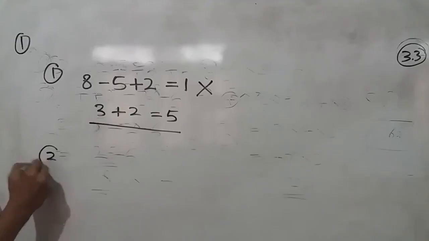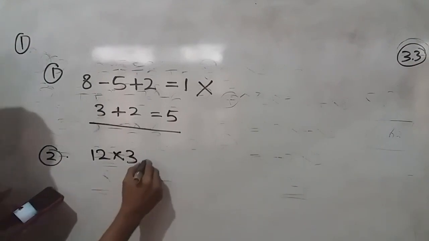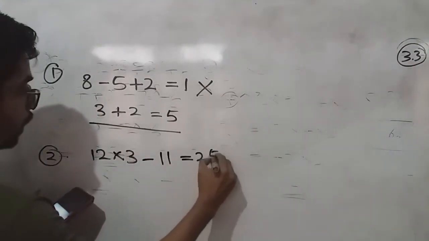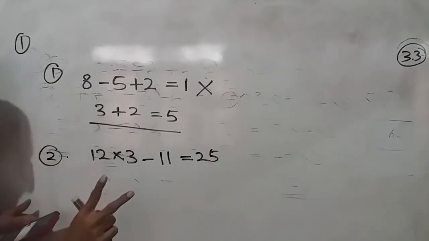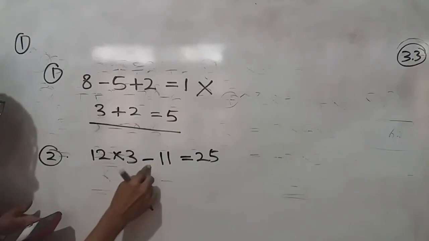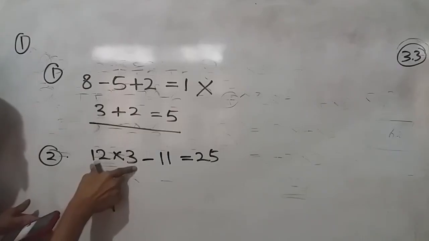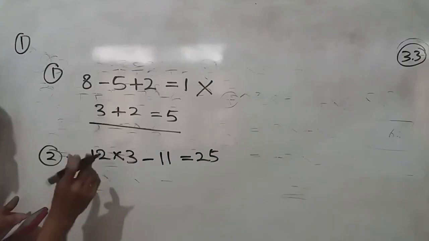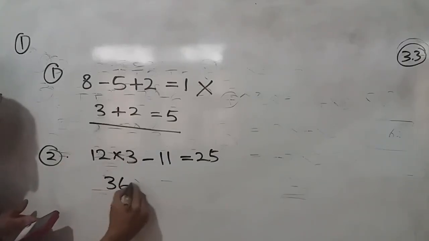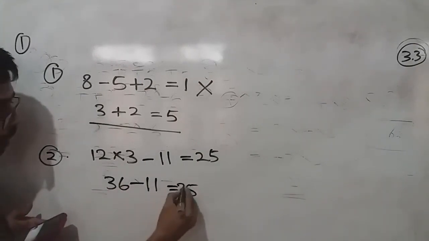Right, okay. Next one, part 2. 12 times 3 minus 11 equals 25. So we have two mathematical operations, multiplication and subtraction, right? So before we do the subtraction part, we have to do the multiplication part. The reason is multiplication has a much higher priority, right? So 12 times 3 is what? 36. 36 minus 11. So 6 minus 1, that becomes a 5. 3 minus 1, that becomes a 2, right?